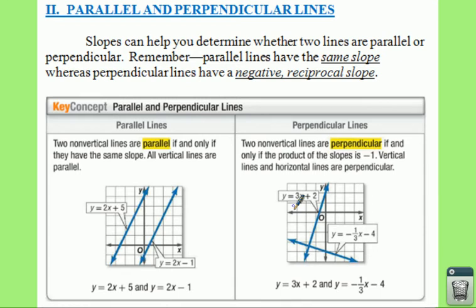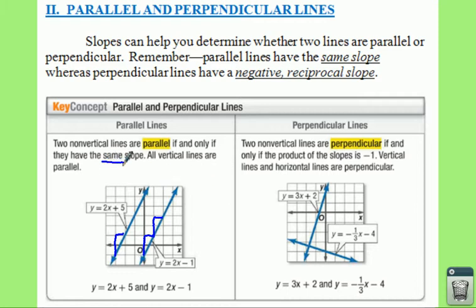Alrighty, parallel and perpendicular lines. If you remember from Algebra 1, hopefully a little bit, if you have two parallel lines, then you are going to have two lines that have the same slope. Notice these straight lines are going parallel, but they're going to have the same rise over run. So you would rise 2, run 1, rise 2, run 1. Same thing here, rise 2, run 1, rise 2, run 1. They have the same slope.